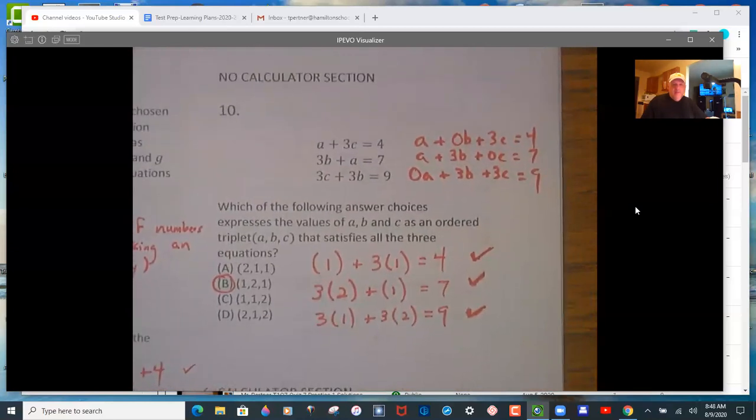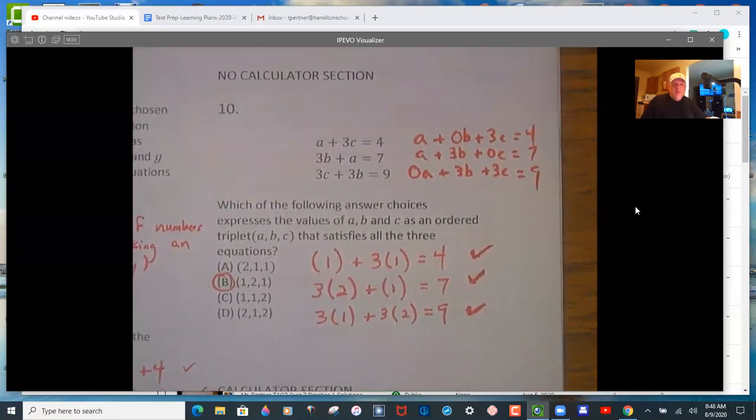Problem 10. Okay, so which one? So you have to see it like this. So there's 3 variables, and then which one of these is true in all 3? And there's literally no other way that we have of doing this other than substitute in, as far as no calculator goes. Okay, so substitute them in. This is A, B, and C, the output, to see which one of those is true in all 3.